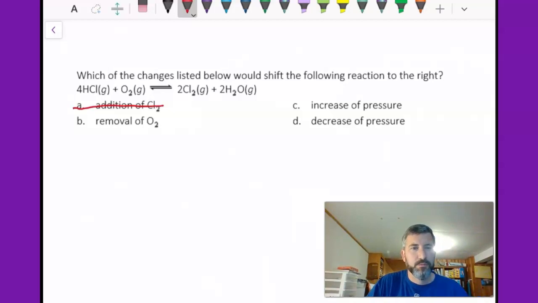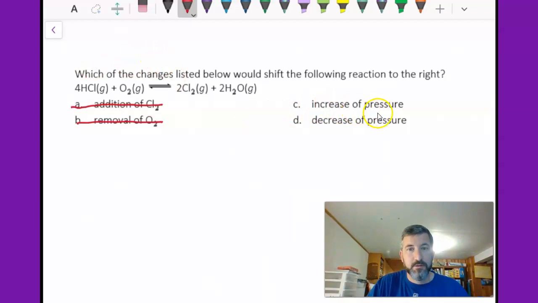Okay. What about the removal of oxygen? If I remove oxygen, the reaction is going to try to make more. It's going to do the opposite. It's going to try to relieve that stress. And making more means shifting to the left, right? So that's not a viable option.